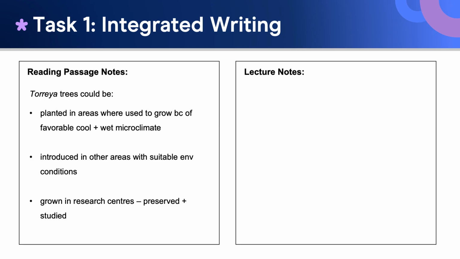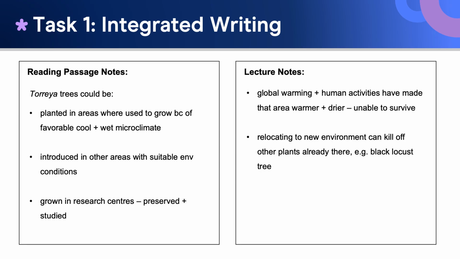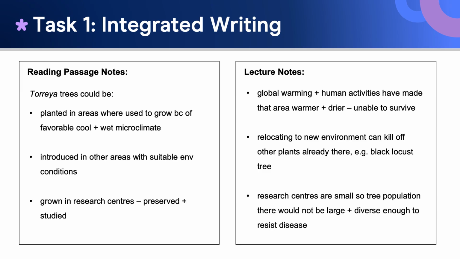Matching up with those points, the lecture said planting them where they used to grow was unsuitable because global warming and human activities have made that area warmer and drier, so the trees would be unable to survive. In relation to introducing them in other areas, the lecture said relocating the trees to a new environment can kill off other plants that are already there, and it gave the example of the black locust tree. Finally, in relation to growing the plants in research centers, the lecture said that research centers are small, so the tree population there would not be large and diverse enough to resist disease.